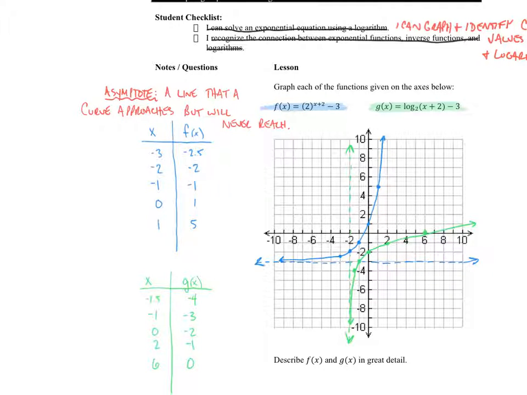So the other thing is, where are these asymptotes? Well, this function f of x, as we identified, it is an exponential function, so it has a horizontal asymptote.